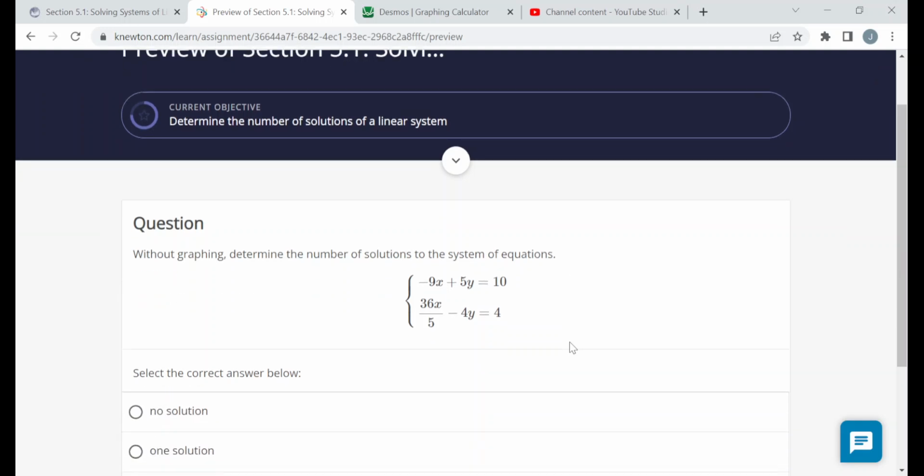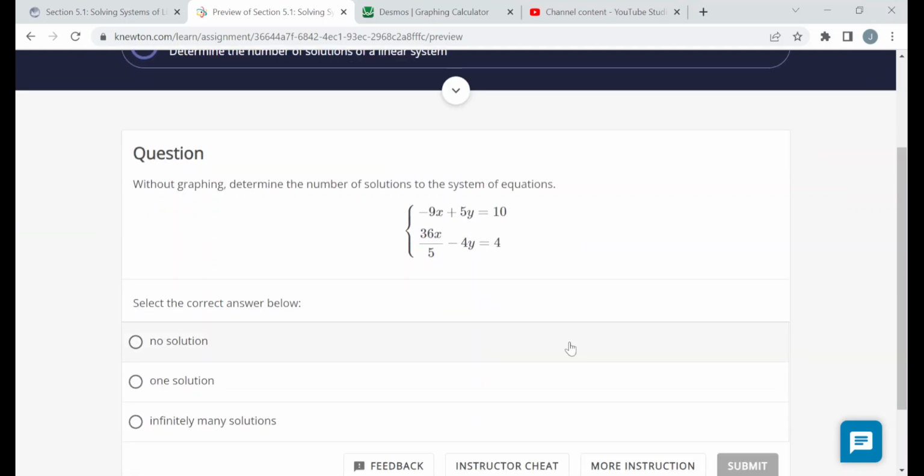Alright. Same thing here. How many solutions will this have? So if I were to put the first one in slope-intercept form, I'd add 9x and then divide by 5. So it would have a slope of 9/5. And it would have a y-intercept of 2. Alright, 10 divided by 5. So this first one has a slope of 9/5 and a y-intercept of 2.